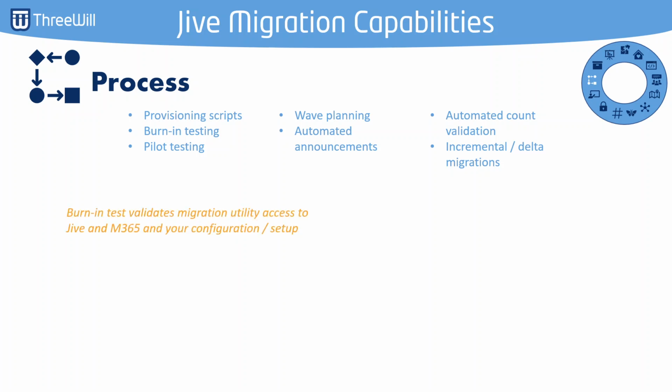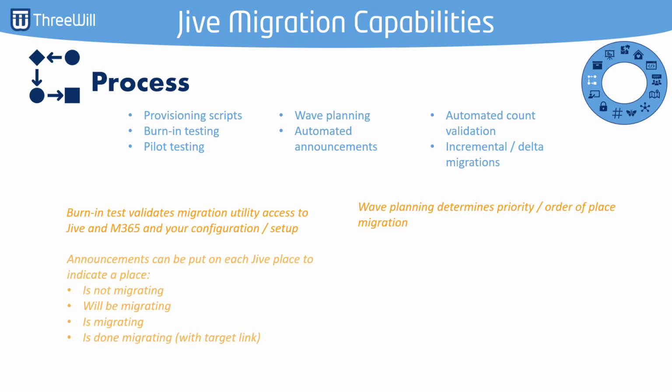Wave planning allows us to break the migration into different waves where you can set priority and order of the waves. Sometimes our migrations only have one wave and sometimes they have a few. During the migration, we can apply announcements to Jive places to inform users of the migration and where we are for that Jive place. We work with you to define those announcements beforehand.